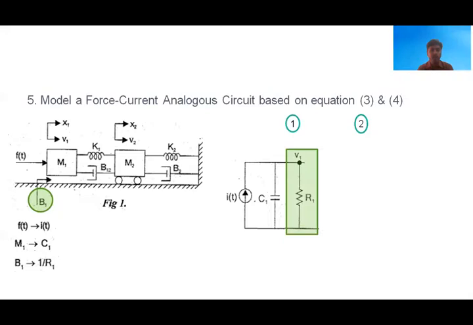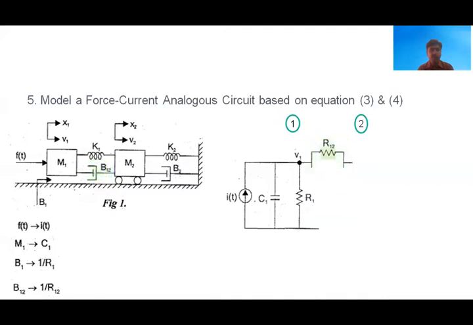And next component is B12 dash pot, analogous parameter is 1 by R12, connect this resistor like this, because B12 in mechanical system is connected in between M1 and M2, that means in between node 1 and node 2. Similarly, in electrical system, we have to connect the resistor in between the two nodes, node 1 and node 2. So connect R12 in between node 1 and node 2.